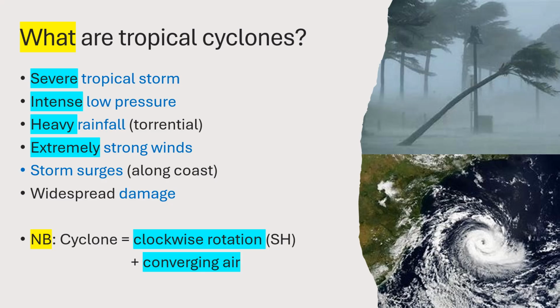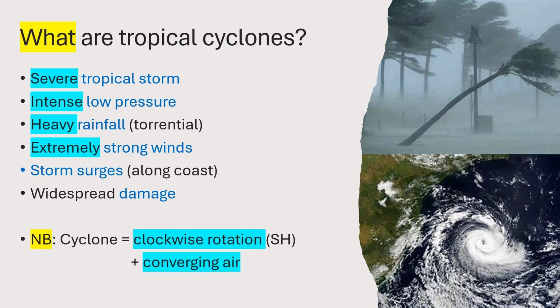Tropical cyclones are severe tropical storms that are characterized by intense low pressure at its center, heavy or torrential rainfall, extremely strong winds, storm surges along the coastline, and all of this extreme weather often creates widespread damage to infrastructure, and there is the associated loss of life.